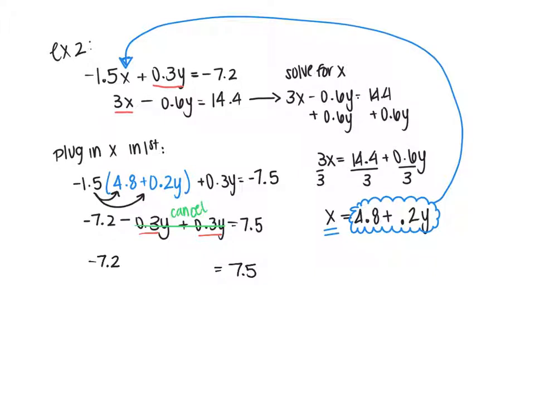Now, anytime your variables go away, it's going to be one of your special cases. So think back to the last chapter. We had two special cases. No solution, which were parallel lines, and infinitely many solutions, which were lines that sit right on top of each other. So now in this case, I have two numbers. And if it gives you a true statement, that's infinitely many solutions because it's always true. If it gives you a false statement, like in this case, that is no solution.